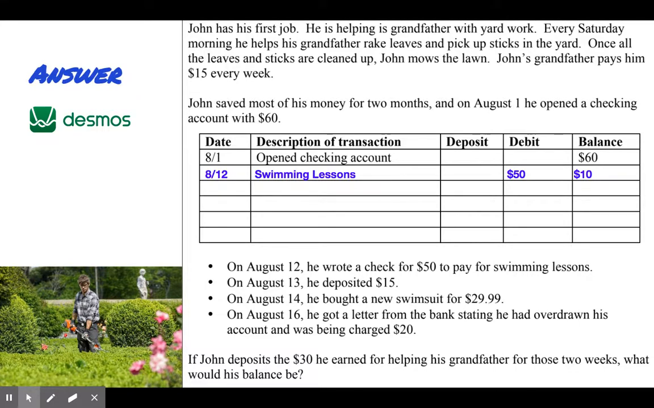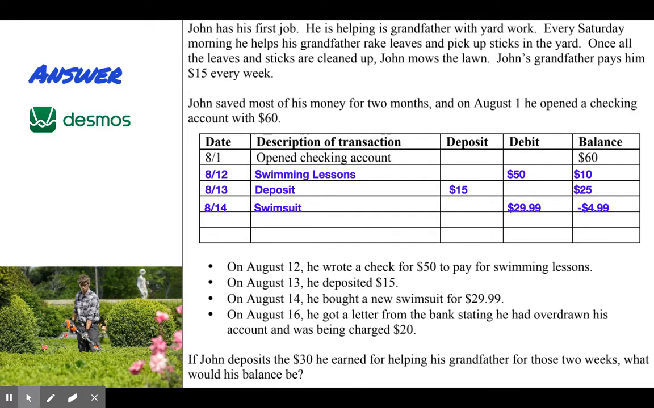His next transaction was on August 13th. He deposited $15. So we know we're going to put that August 13th deposit, put the $15 in the correct slot. Well, $10 plus $15 is going to give you $25. August 14th was a swimsuit that he purchased for $29.99. Well, $25 minus $29.99 gives you $4.99, a negative.